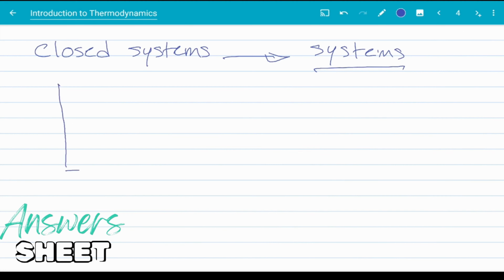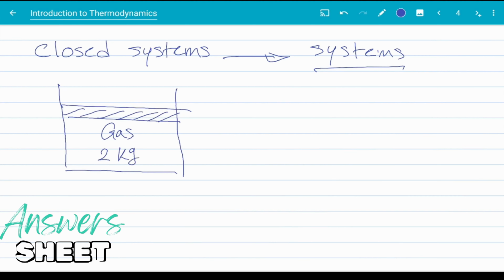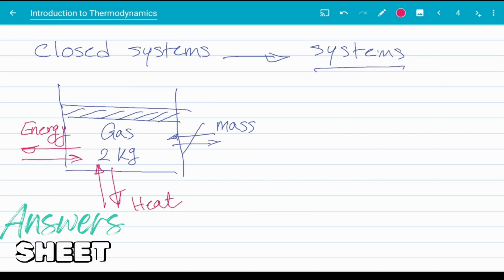A good example is a simple piston and cylinder full of some gas. By definition, no mass can cross the system boundaries. However, heat, work, and any sort of energy can cross these boundaries. The system boundaries can be stationary, like the cylinder walls, or moving, like the piston on top.